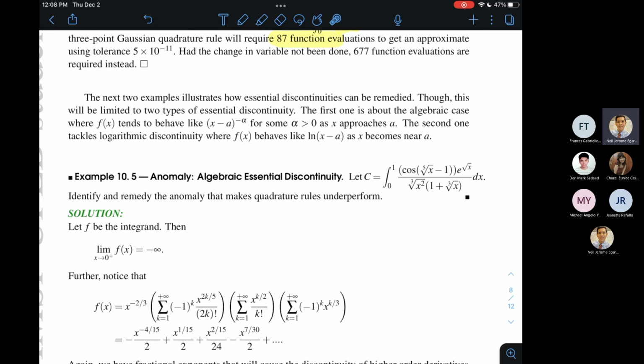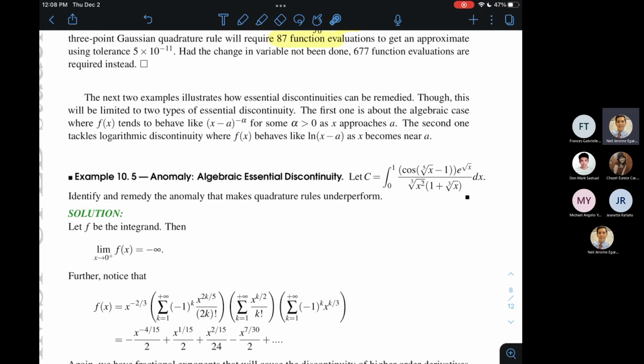So pagka sinabi nating algebraic discontinuity, the function tends to behave like x minus a to the power negative alpha, where alpha is a positive number. Okay. The second one is logarithmic discontinuity, where the function behaves like ln of x minus a. All right. Especially for numbers near a. Kasi pagka malapit yung number kay a, x minus a will be close to 0. ln of something close to 0 will be a very large number.